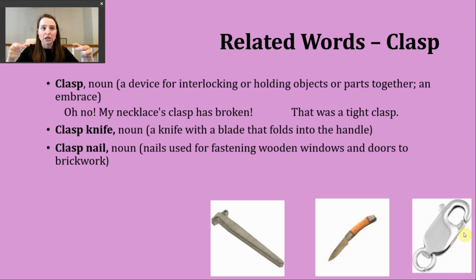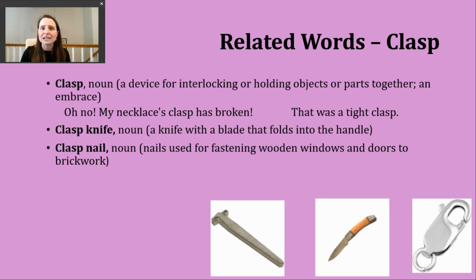So the idea, we're going to be able to interlock or connect. You might hear someone say, oh no, the clasp on the necklace has broken, right? That would be an example of a way to hear the noun form used. The noun clasp could also be used to describe an embrace. Again, it might be helpful to think of like a hug. So you might hear that embrace being described as tight, right? So again, I feel like we would hear this mostly in literature, really descriptive writing.